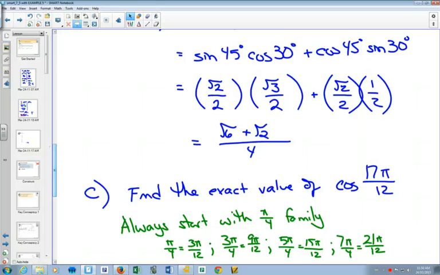Now we're going to do one that isn't an easy pi over 12 one. Okay? 17 pi over 12.